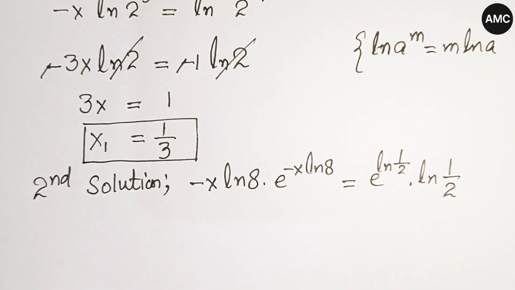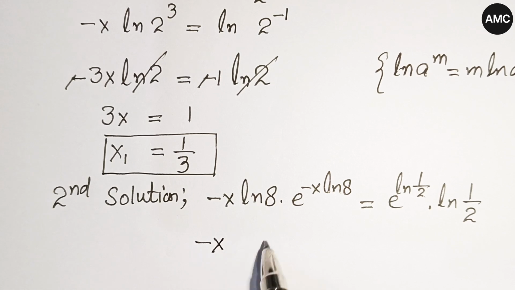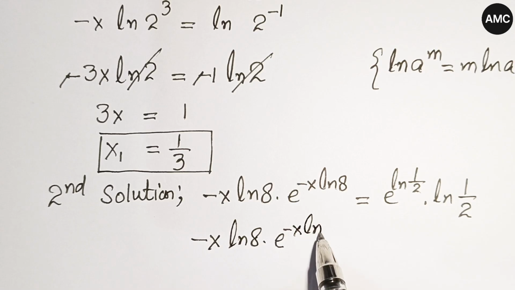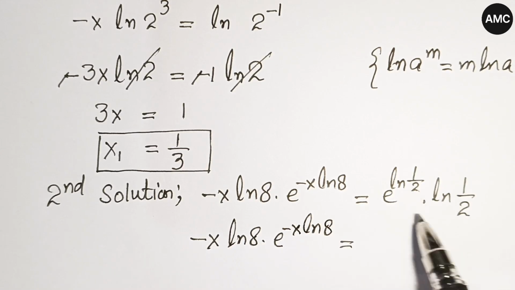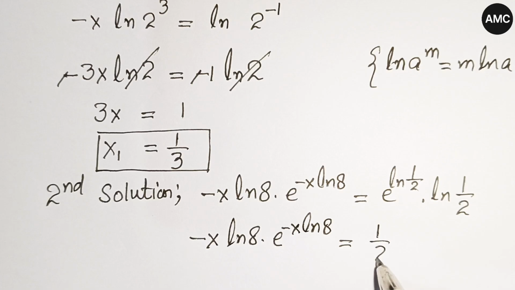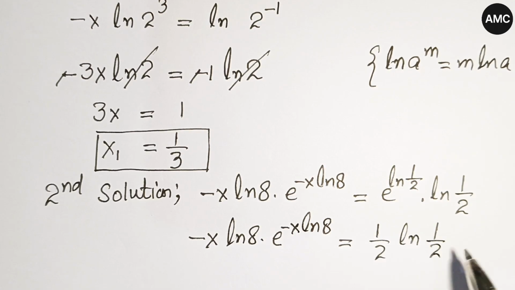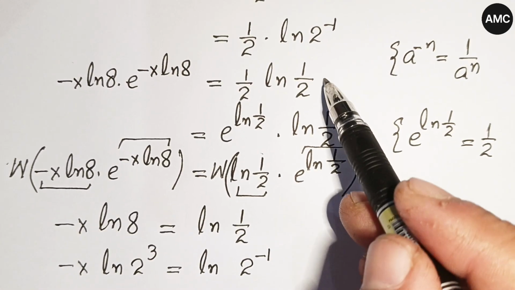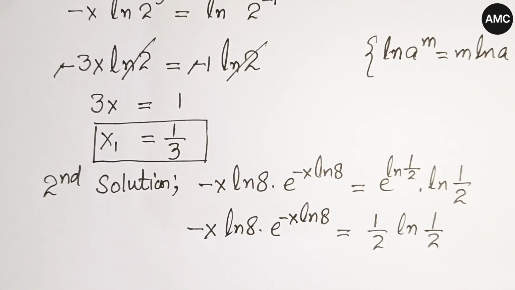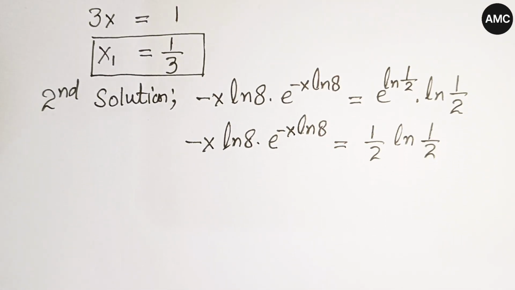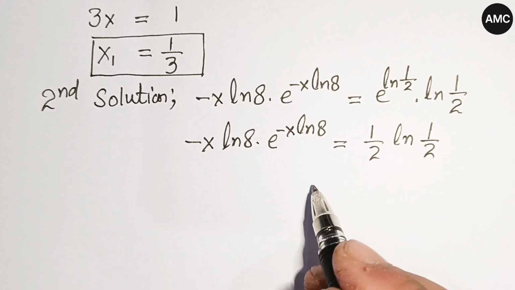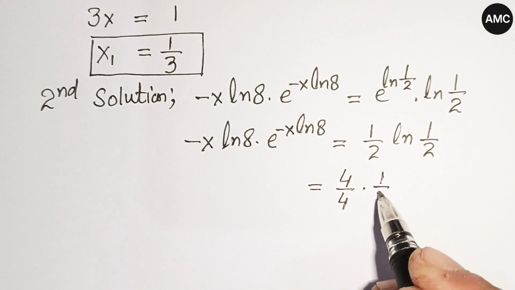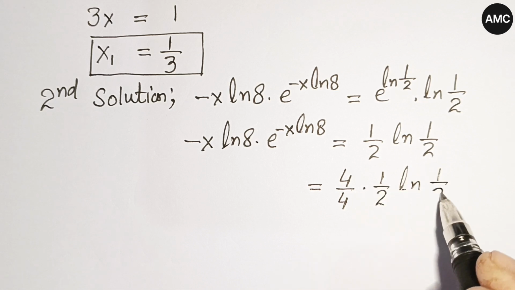Now if we write minus x natural log of 8 times e to the power minus x natural log of 8, it can also be written as 1 over 2 natural log of 1 over 2, as we have in this equation. So I have used this one. Now from this equation we can find another solution for this problem. If we multiply and divide by 4 on our right hand side, then we get 1 over 2 natural log of 1 over 2.